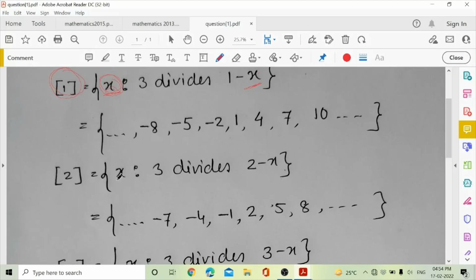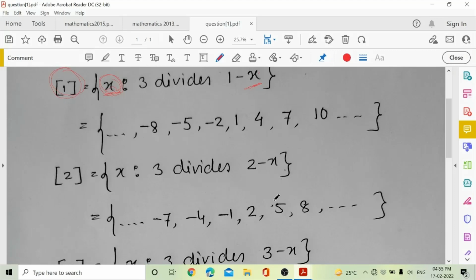It is a set of all the integers which are related to 2. Equivalence class of 2 means you have to write down all those integers which are related to 2, means whose difference with 2 will be divisible by 3. So in place of x, what can you consider? You can consider 2, because 2 minus 2 will become 0, and 0 will be divisible by 3.